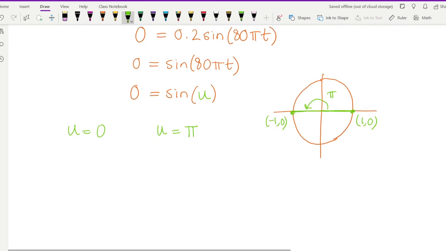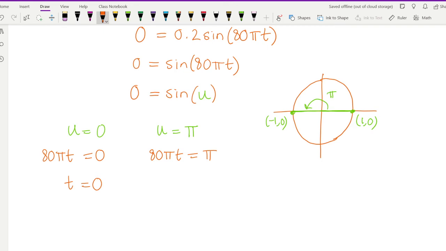Okay, so how do we go from here? Well, we're not trying to solve for u, we're trying to solve for t, right? So we need to go back in and replace u with 80 pi t. So 80 pi t is equal to 0, and 80 pi t is equal to pi. And so for this first one, we can divide both sides by 80 pi and the right-hand side still stays 0. So u being 0 is equivalent to t equaling 0 in this case. In this one though, if we divide both sides by pi, then we have 80t is equal to 1. And then we divide both sides by 80 and we get t is equal to 1 over 80.